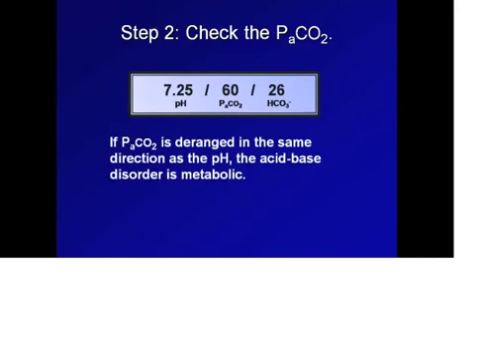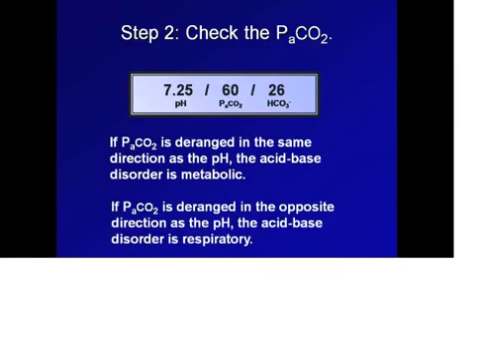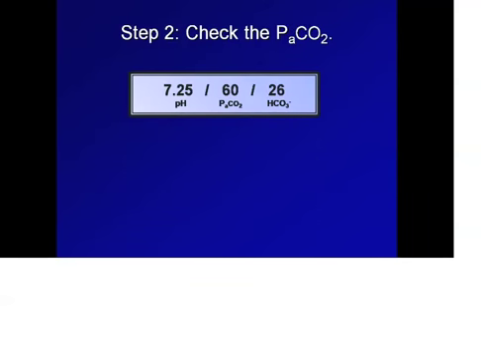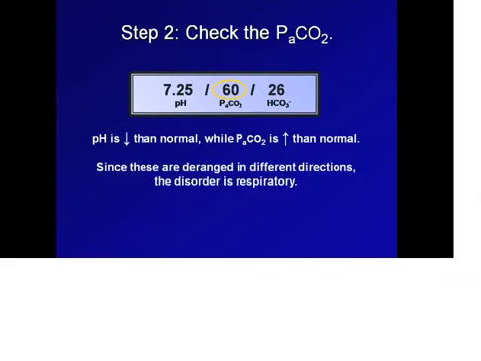If the PCO2 is deranged in the same direction as the pH, the acid-base disorder is metabolic in origin. If the PCO2 is deranged in the opposite direction as the pH, the acid-base disorder is respiratory in origin. With this example, the PCO2 is 60. This is higher than the normal PCO2 of 40. Since the pH and the PCO2 are deranged in opposite directions, the disorder present is respiratory. Thus, this patient has a respiratory acidosis. That is, the patient has a pathologic process of the respiratory system that is driving the pH to be lower than normal.